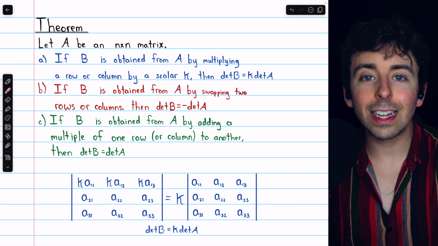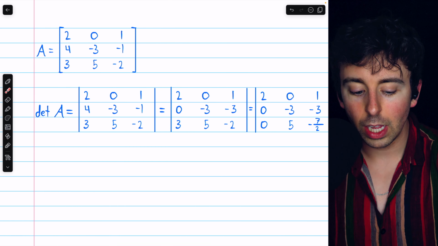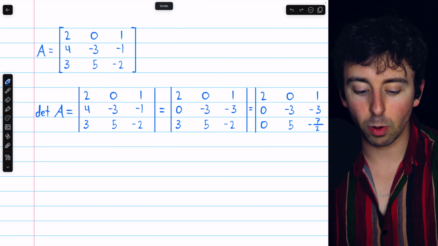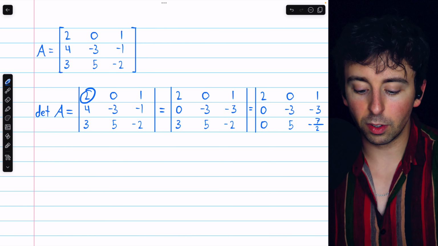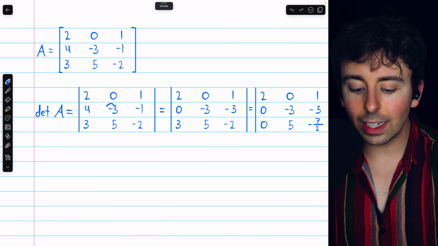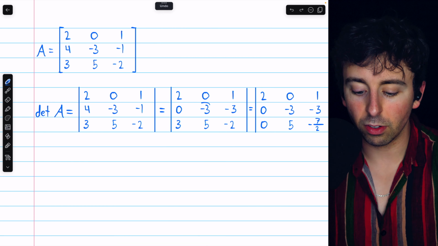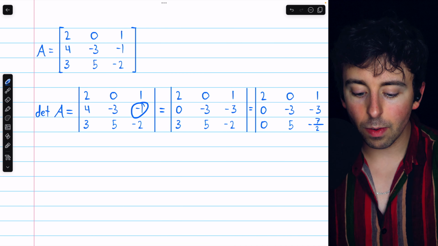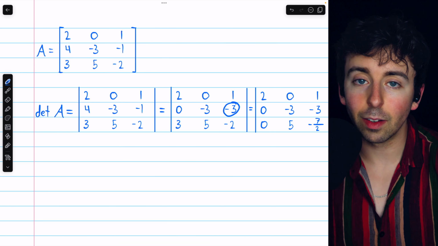So here for our matrix A, I'll say the determinant of A equals, here's the notation, and then I know that I can add a multiple of one row to another without changing the determinant, so the equality would be preserved. So what I'll do is subtract 2 copies of row 1 from row 2. That way this 4 becomes a 0. So 4 minus 2 times 2 gives us that 0. Negative 3 minus 2 times 0 is just negative 3. And negative 1 minus 2 times 1 is negative 3.